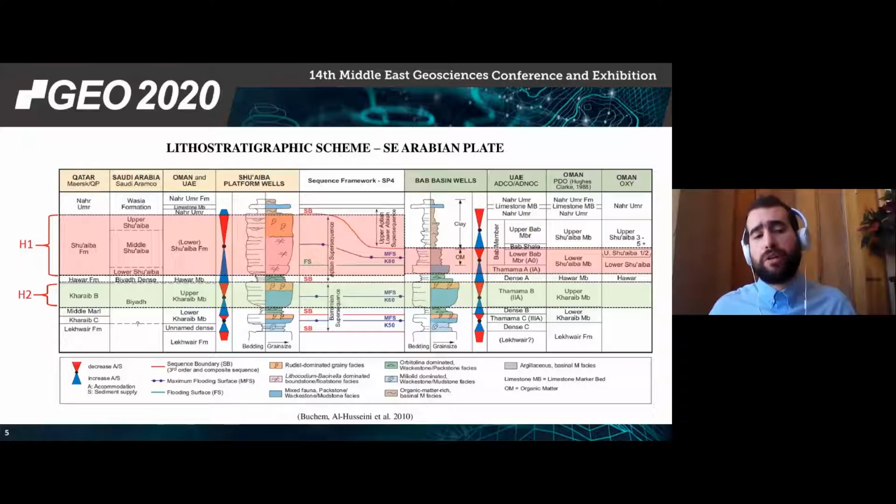And these formations aren't only found in U.A.E, but they're also found in Qatar, Saudi Arabia, and Oman. So there's a huge interest to create a type of benchmark, a type of open source reservoir model that can capture these characteristics for people to run fluid flow simulations and reservoir characterizations.